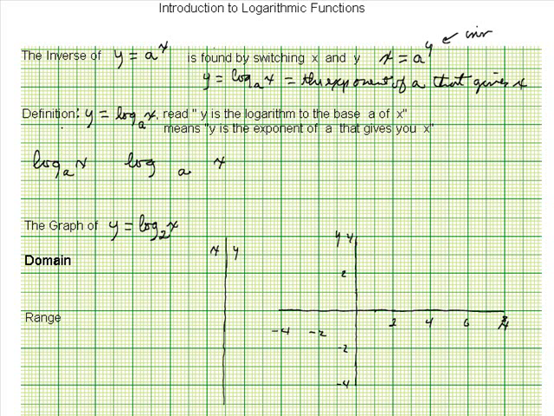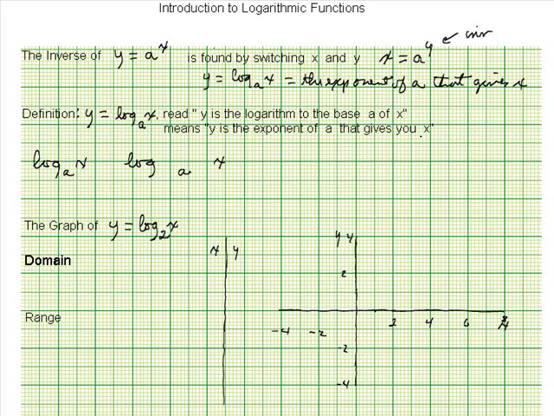I put it in a more formal definition down here. I say y equals the log a of x. Read, y is the logarithm to the base a of x. That's how people normally say that symbol. Y is the logarithm to the base a of x. But what does that mean? How do you tell what y is? It means y is the exponent of a that gives you x.